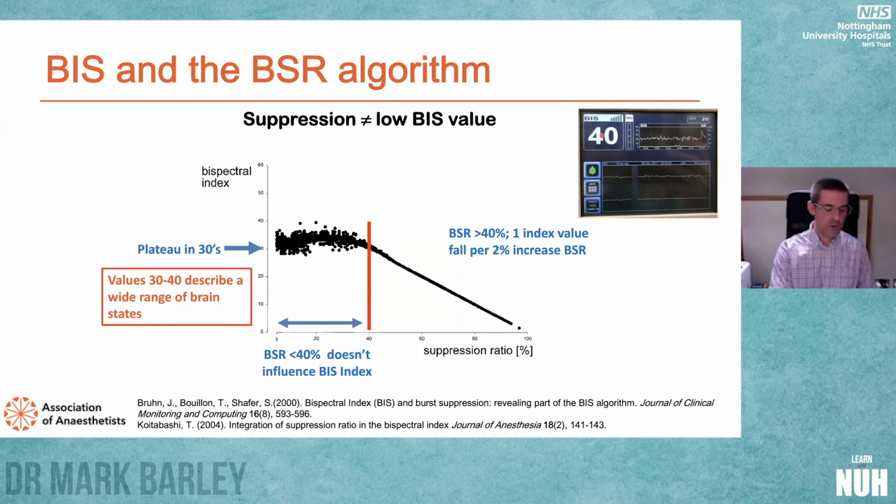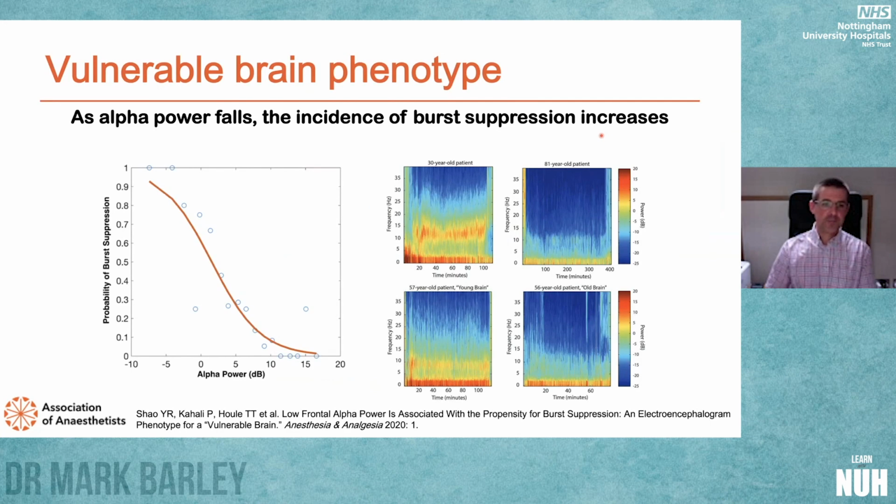So let's bring this into the vulnerable brain where we really want to go, which Rob was describing a patient at the beginning there on a trauma list who almost undoubtedly will have a vulnerable brain. So what do I mean by that? Well, as this alpha power falls, these colours become less warm, the probability of our patient becoming burst suppressed increases. Brains with low alpha power seem to be at a high risk of post-operative delirium.